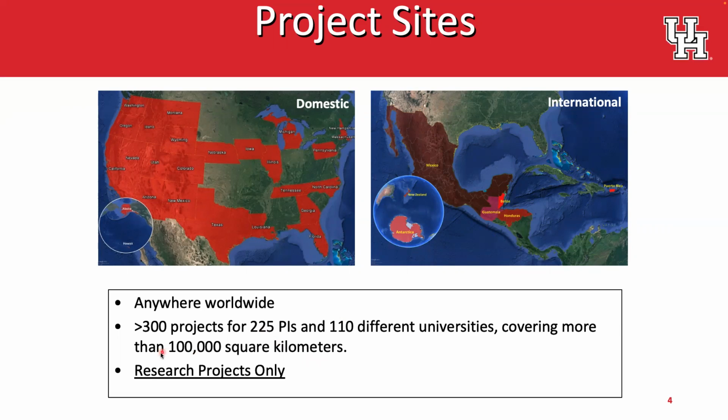The important thing here is that these are research projects only. We're not flying around doing FEMA floodplain mapping or things like that. These are primarily earth science and archaeological projects where there is a research component, so normally the funding comes from an agency like NASA or NSF, for example.